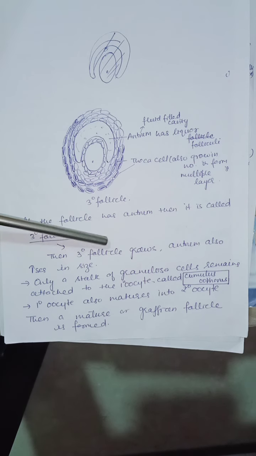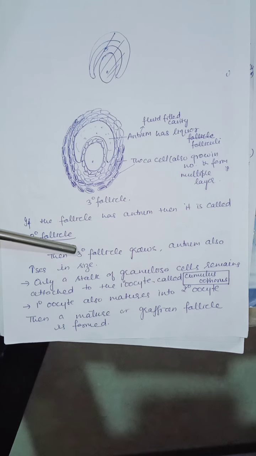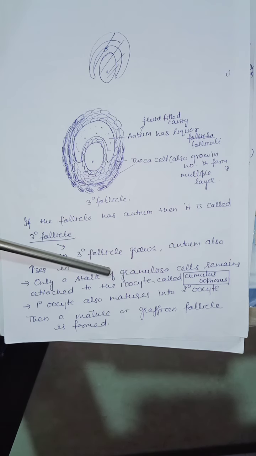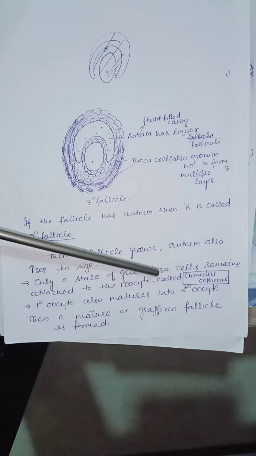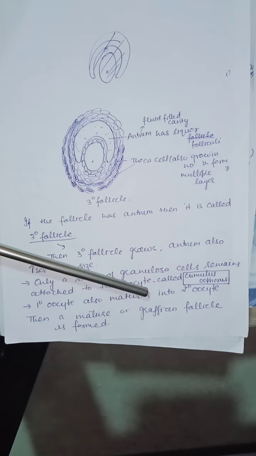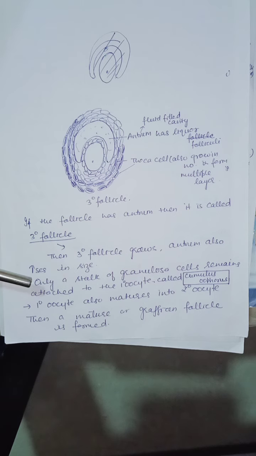So the tertiary follicle now grows and the antrum also increases in size. Only a stalk of granulosa cells remains attached to the primary oocyte, called cumulus oophorus. This is only for competition, this point.